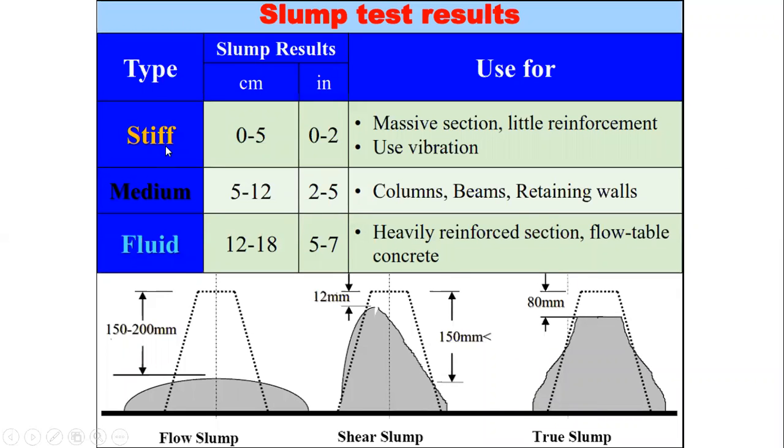These are some of the standard results. If the concrete is stiff, we have a slump from 0 to 5 centimeter, and it is used for massive sections or little reinforcement. But the condition is that for stiff concrete, you have to use vibration. Second is medium slump concrete. The range of slump is 5 to 12 centimeter. It is used generally in columns, beams, retaining walls, that is, normal concrete constructions. Then we have fluid concrete. Here the slump is still higher, 12 to 18 centimeter. It is used for heavily reinforced sections and floatable concrete.